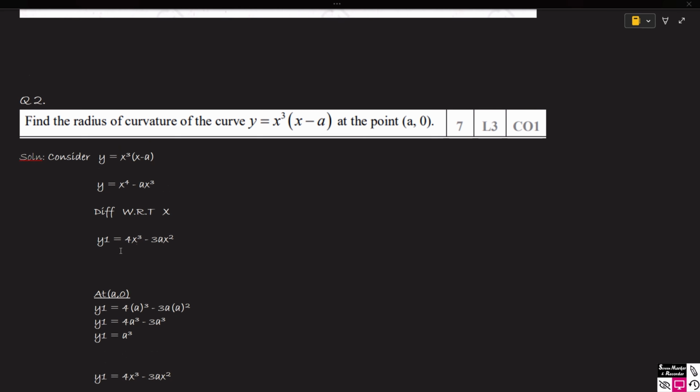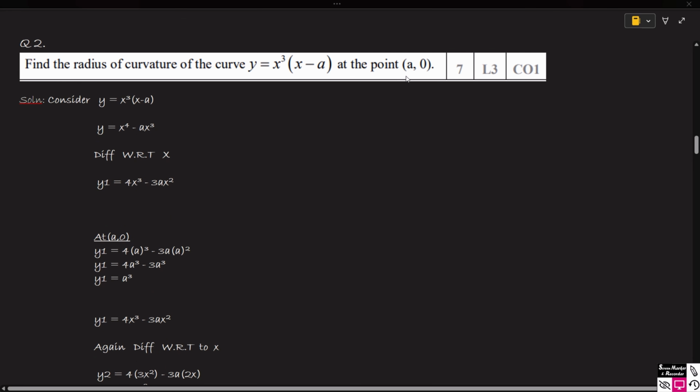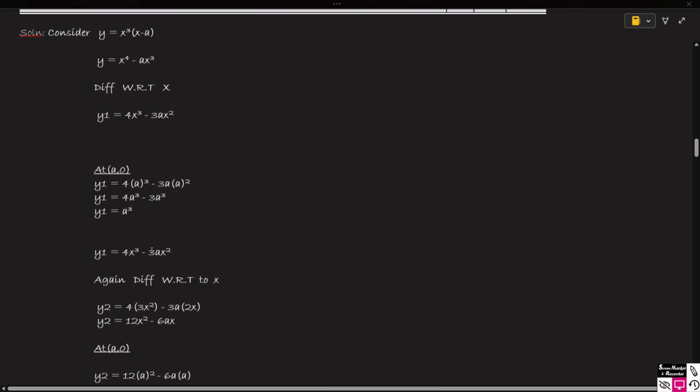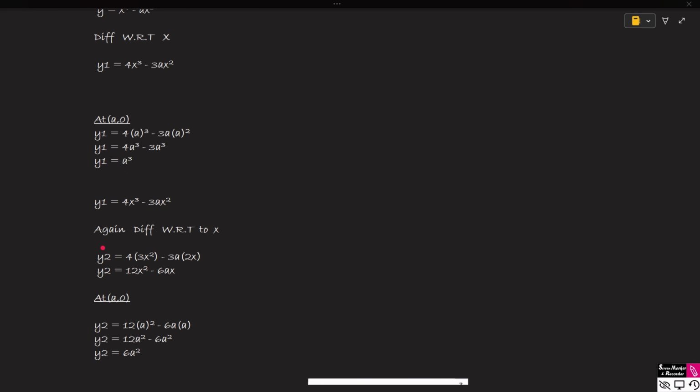So moving further, now look here at the point a comma 0. At a comma 0 we need to find y1. So a is taken as x and 0 is taken as y. So take here a, plot the values. We are going to get 4a cube minus 3a cube, which is nothing but y1 equal to a cube. Okay, now take the y1 equation again and differentiate this with respect to x. Now we are going to get d square y by dx square, which we are taking as y2.